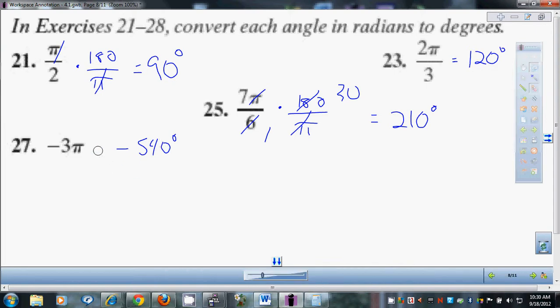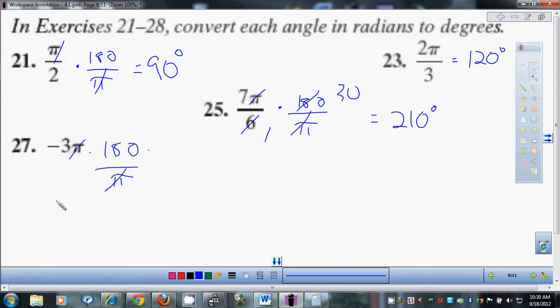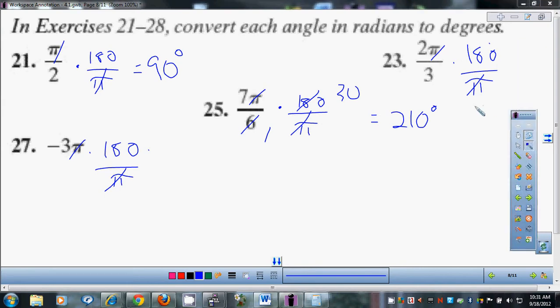Multiplied it by 180 over pi. The pi's cancel, so really it's just 3 times 180. Questions? For 23, same thing, times 180 over pi. Cancel, cancel. 360 over 3 equals 120. Other questions from this slide?